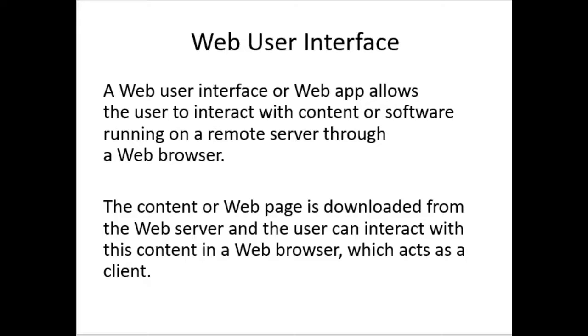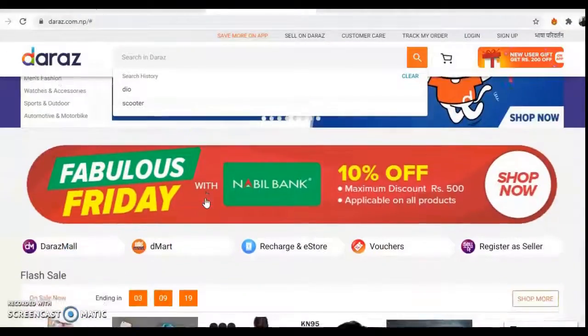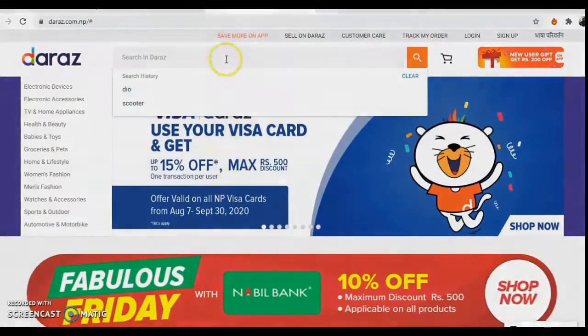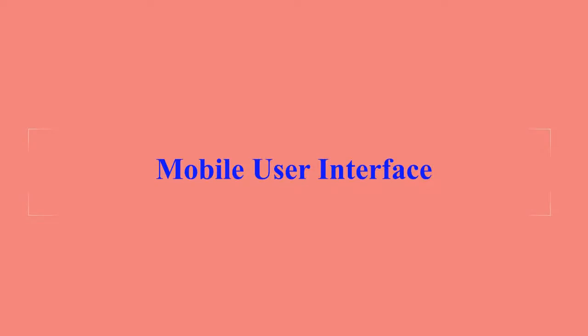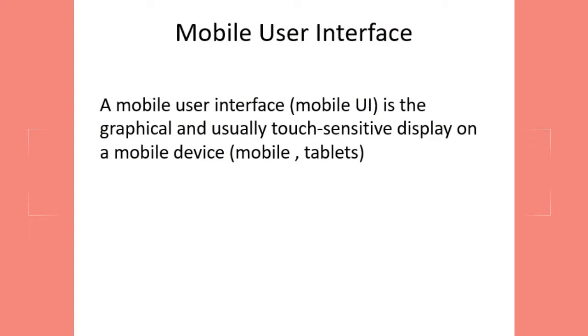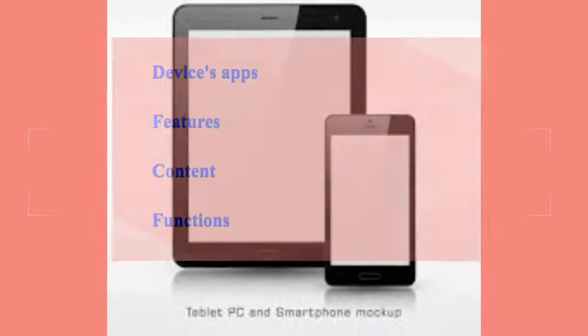Let's see an example of web UI. Here is Dora's website, which is accessed through Google Chrome, and see how it has arranged its UI so that the user can interact with it. Mobile user interface. Mobile user interface is the graphical and usually touch-sensitive display on a mobile device, such as a smartphone or tablet. It allows the user to interact with the device's apps, features, content and functions.